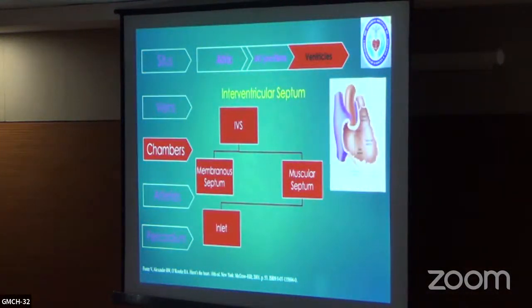So there is a theme here. Many things in the heart are divided into 3, or can be classified into 3 subdivisions. So this is a good way to keep track of how you classify things in the heart. It has the inlet, it has the trabecular portion, it has the outlet.